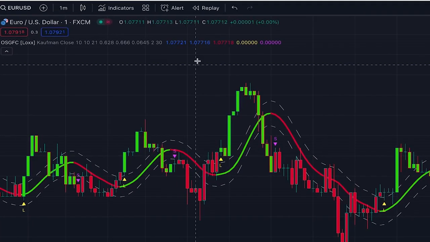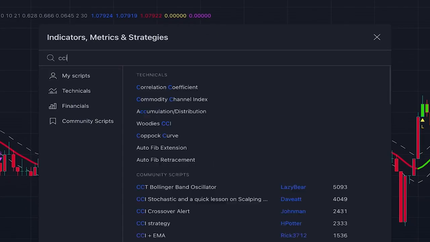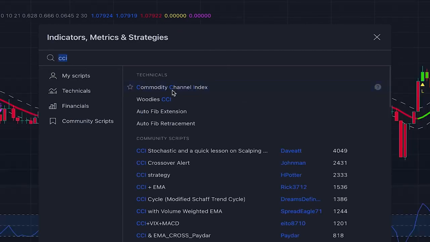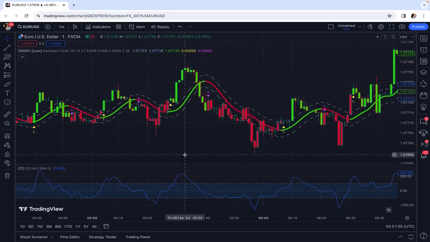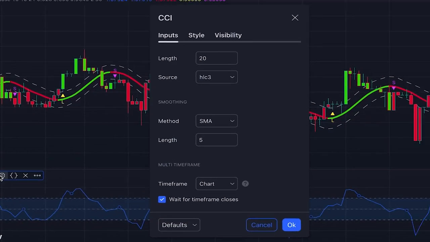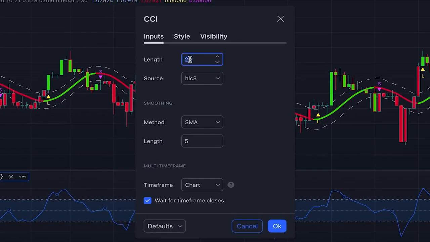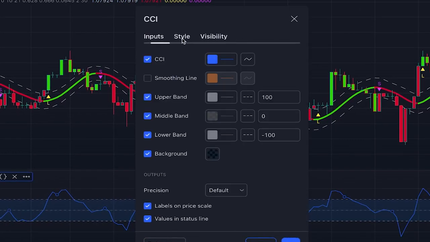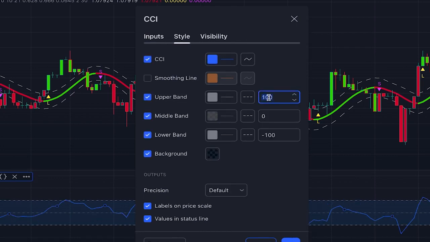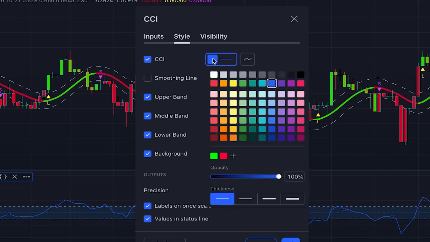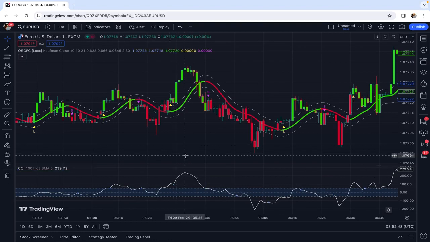For this purpose, we add another indicator, which is CCI, this one, Commodity Channel Index, and we need to change its settings. So we go to the settings of the indicator, and here for the length we set it at 100. Then we go to the style tab, and for the upper band we set it at 50. And for the lower band we set it at -50. And let's change the color of CCI line to white so it will be more clear on our charts. This setup is good for scalping on 1 minute and 5 minutes time frame.